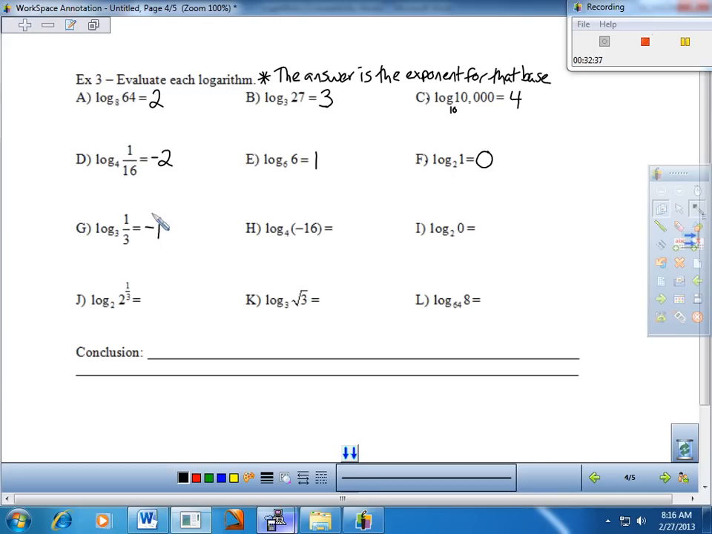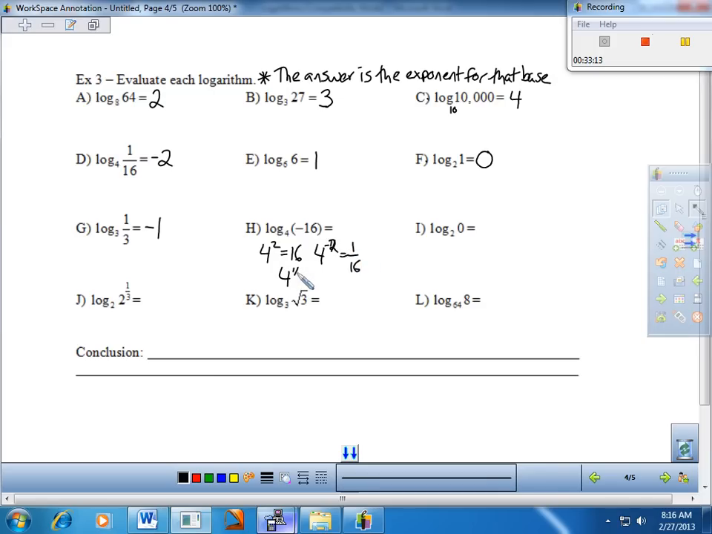Ooh. All right, watch H. Log base 4 of negative 16. So I need 4 raised to some power in order to give me negative 16. How in the world are we going to do that? So think about it. 4 to the 2nd is 16. That obviously doesn't get us there. 4 to the negative 2nd is 1 over 16. Oh, geez, still a positive number.